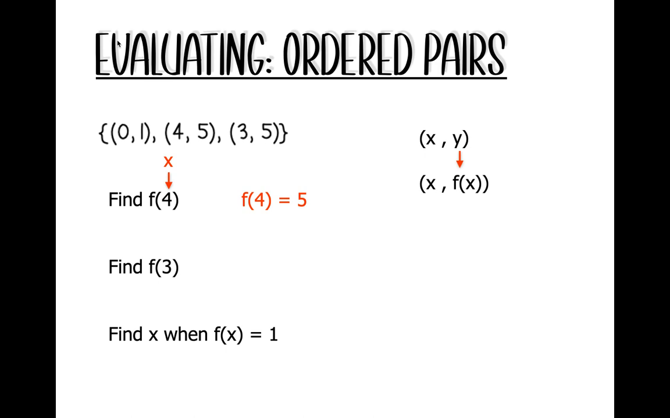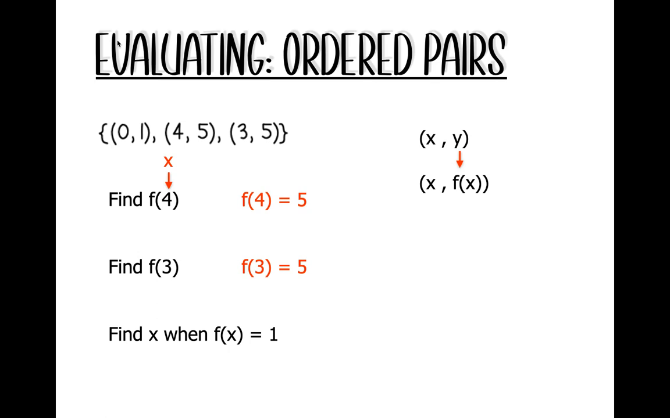You try the second. What would be f of 3? Very good. F of 3 would be 5. Again, according to the ordered pairs, if I put in 3, I will get out 5. Think back to our vending machine. We put in an x value, we get out a y value.